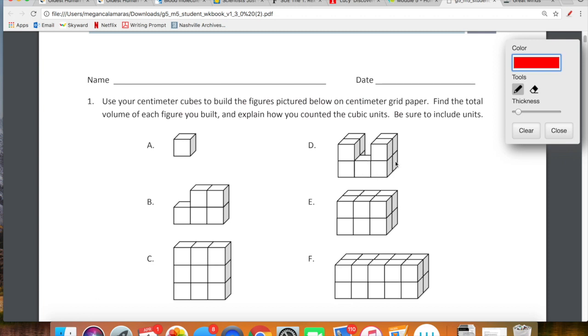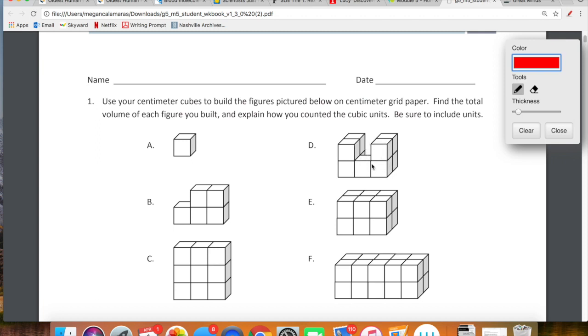So the first floor consists of 1, 2, 3, 4, 5 units. The first floor consists of 5 units. We have 2 on the first floor here and 2 on the first floor here, and they're connected by 1 cube. So we have 5 units on the first floor, and then we go upstairs and we have 6, 7, 8, 9. So the volume of this figure is 9 cubic centimeters.